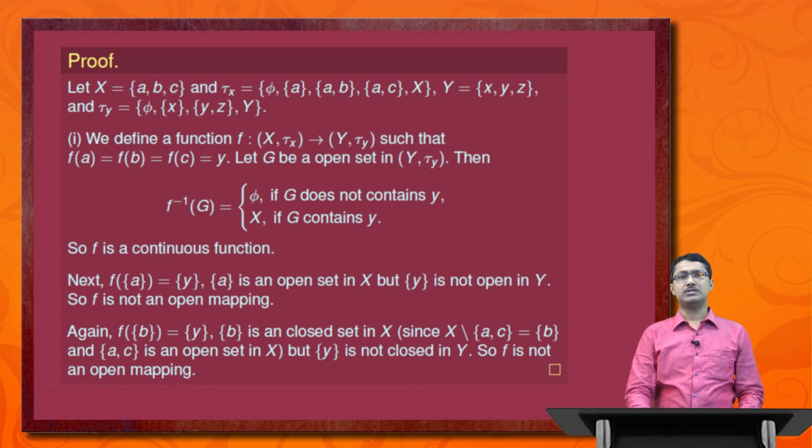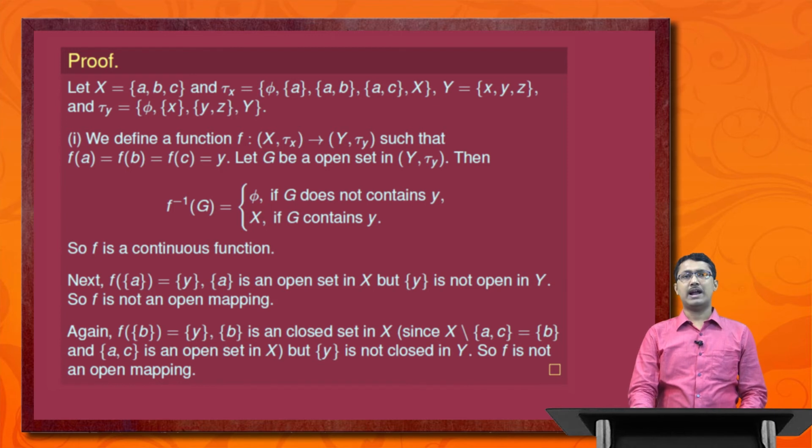Again, f of {b}, the image of b under the mapping f, is equal to {y}, and {b} is a closed set in X since X minus {a, c} is equal to {b}, and {a, c} is an open set, so its complement {b} is a closed set. But {y} is not closed in Y, so f is not a closed mapping. So it is an example of a continuous function which is open but not closed.